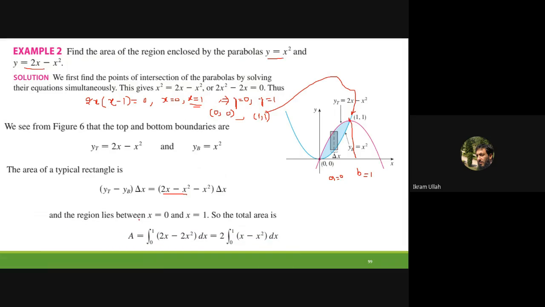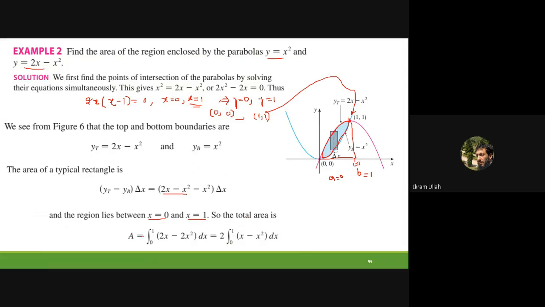And the region lies between x is equal to 0 and x is equal to 1, because we already found these points of contact. So this region lies between x is equal to 0 and x is equal to 1. This we concluded by solving these two equations simultaneously.